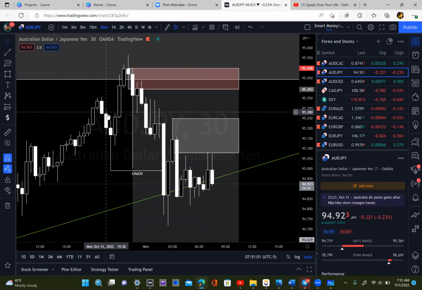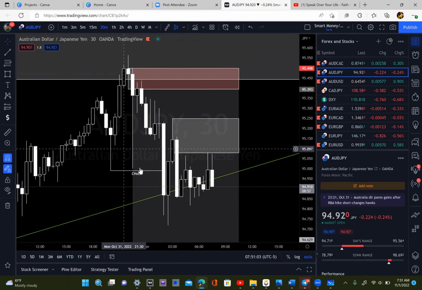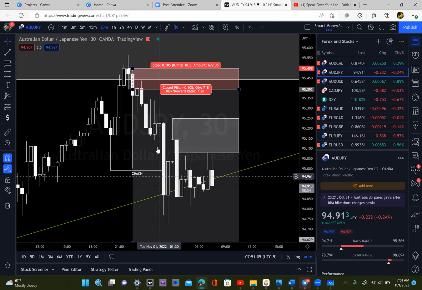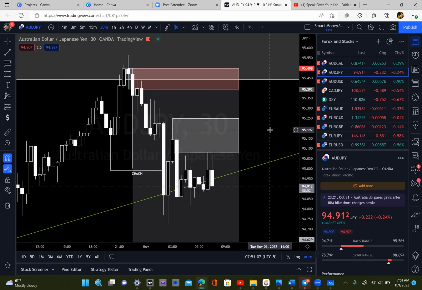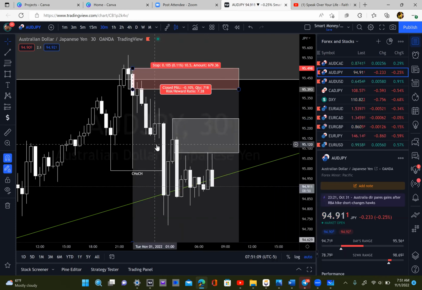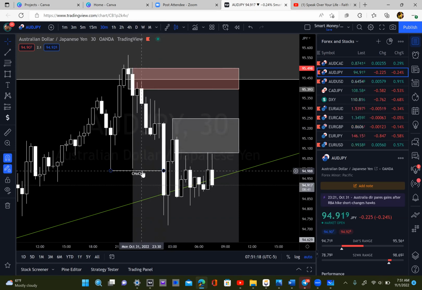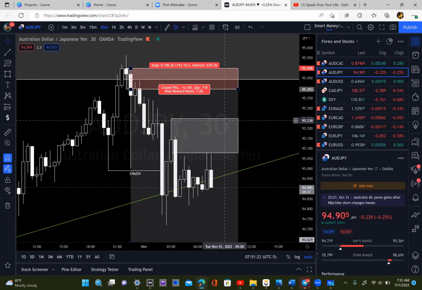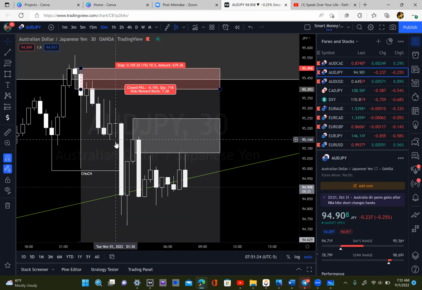All right, so once it tapped in, remember what I said. Once we get a change of character, now we look for a zone to take a trade from. Part of our zone is we look for inefficiency and we look for breaker structure. Change of character is a breaker structure, so we automatically got that. That's the first thing we got. So inefficiency, look, we had inefficiency right here, correct? Y'all see it right here?